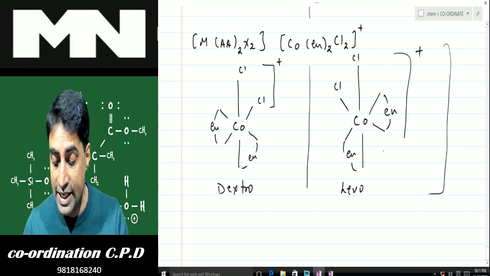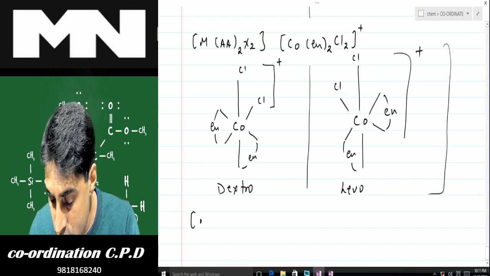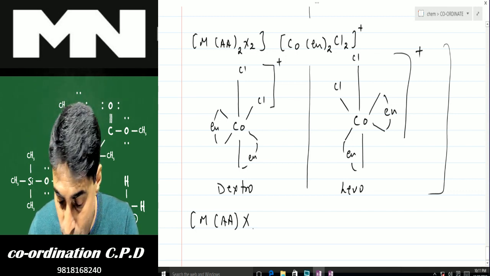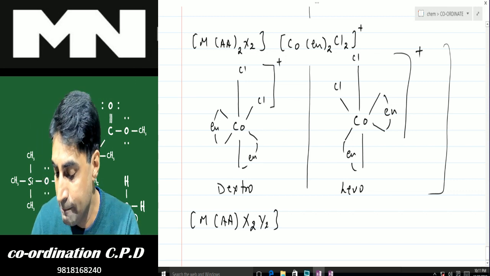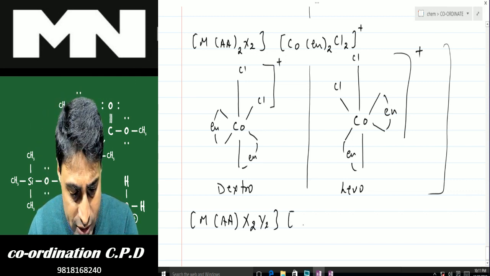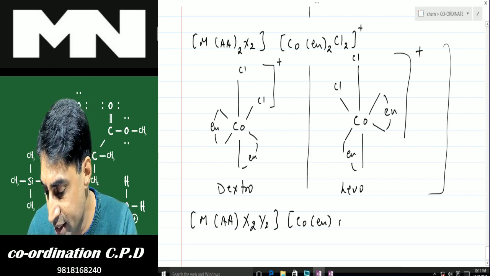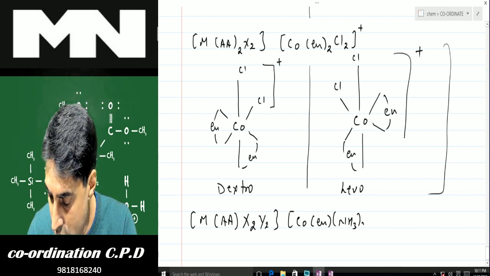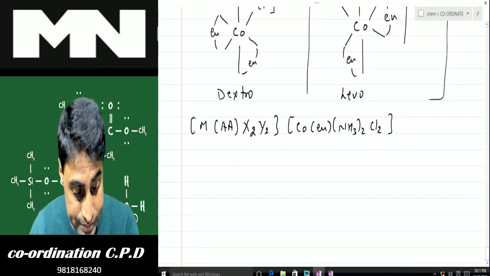After this, the other compound which we can have is MAA2X2Y2. I'm giving you one example for that, that is [Co(en)(NH3)2Cl2]. This is the compound I have got.